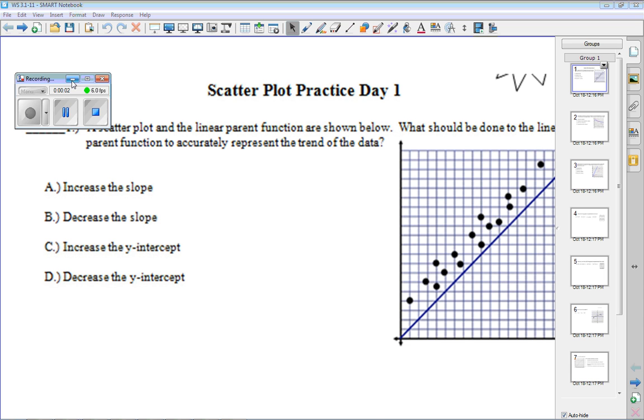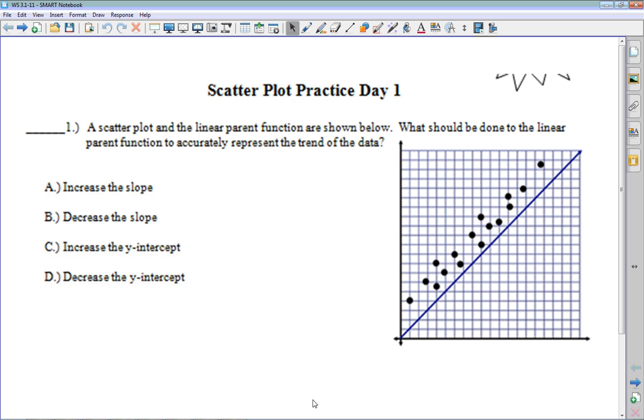In this video, we're going to be practicing working with scatter plots and dealing with the slope and the Y-intercept. Okay, first off, it says the scatter plot and the linear parent function are shown below. What should you do to the linear parent function to accurately represent the trend line of the data?